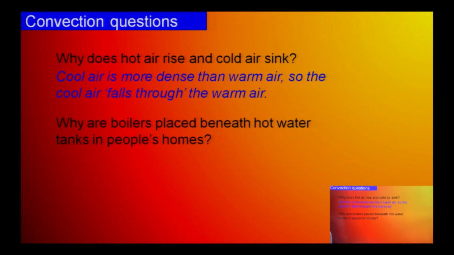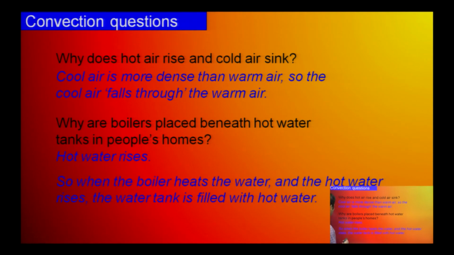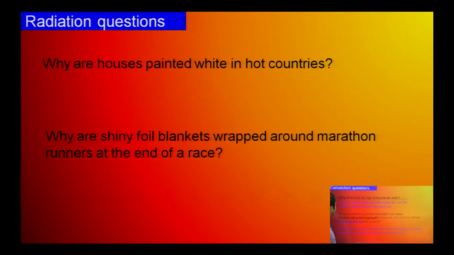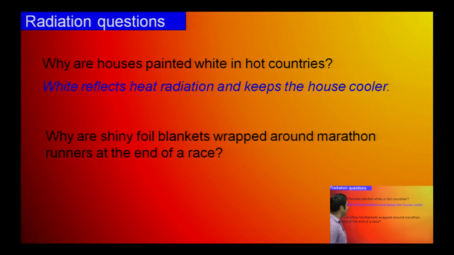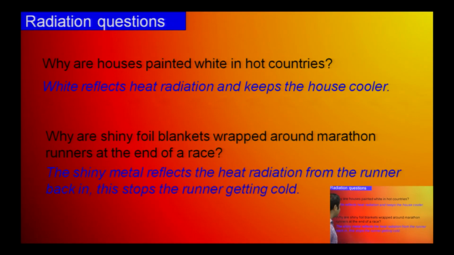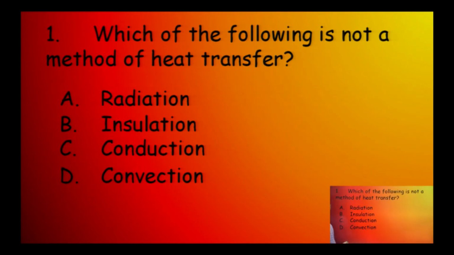Why are boilers placed beneath hot water tanks in people's homes? Let's see. Hot water rises. So when the boiler heats the water and the hot water rises, the water tank is filled with hot water. Okay. Why are houses painted white in hot countries? White reflects heat radiation, as we have just seen, and keeps the house cooler. Why are shiny foil blankets wrapped around marathon runners at the end of a race? The shiny metal reflects the heat radiation from the runner back in, which stops the runner getting cold. It's the shiny part that reflects more, so that's why more heat gets wiped off. Okay, so let's have these multiple choice questions.